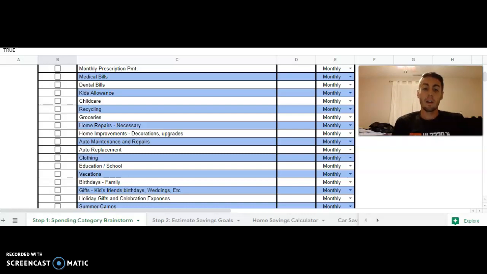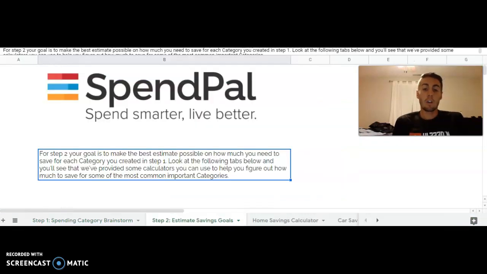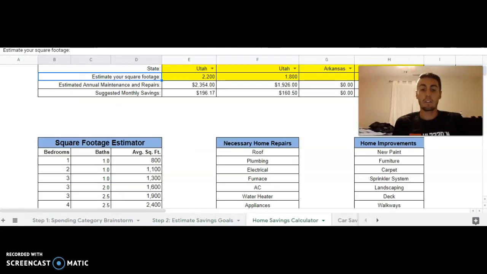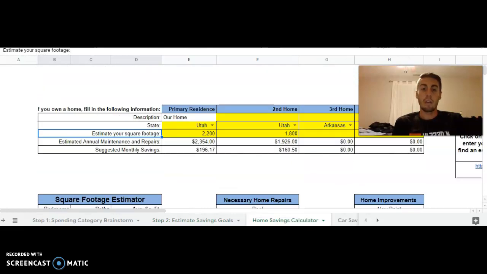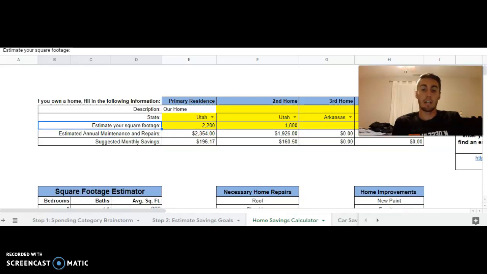So what you're going to do is go through and put a monthly amount in. If you're struggling with some of those periodic ones and don't know exactly how much you should be or how much you are spending in those categories, come over under step two here in the Google spreadsheet. We've put some different savings calculators. For example, we have this home savings calculator where you can say what state you live in and estimate the square footage of your home, and it gives you an idea of how much you should be saving on a monthly basis to cover potential expenses that could arise.